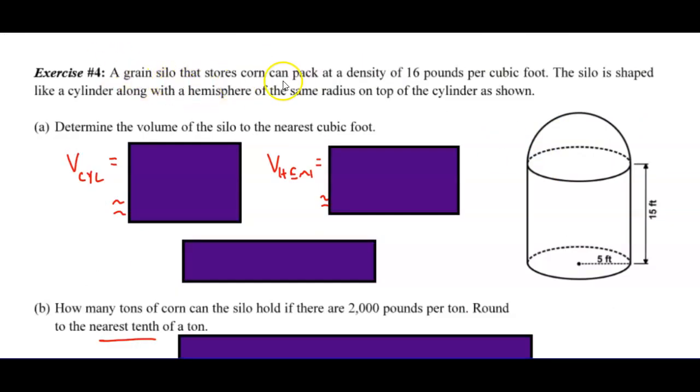All right, exercise 4, grain silo. And in this grain silo, we've got a cylinder, we've got a hemisphere.